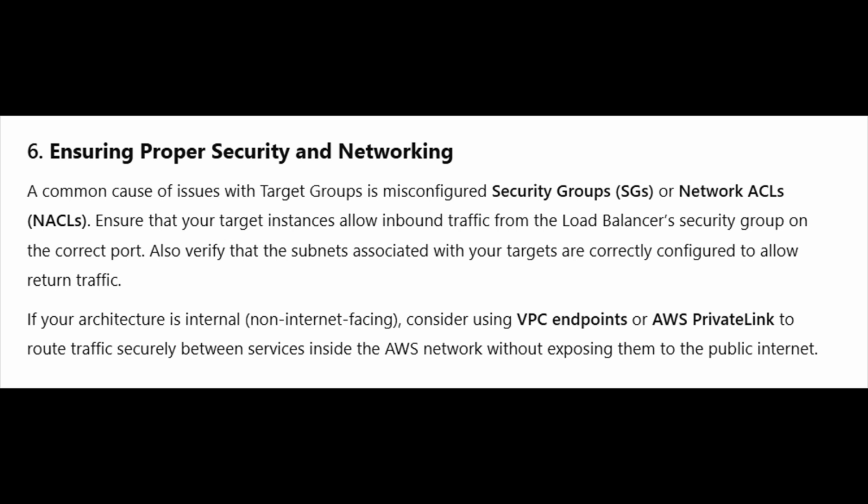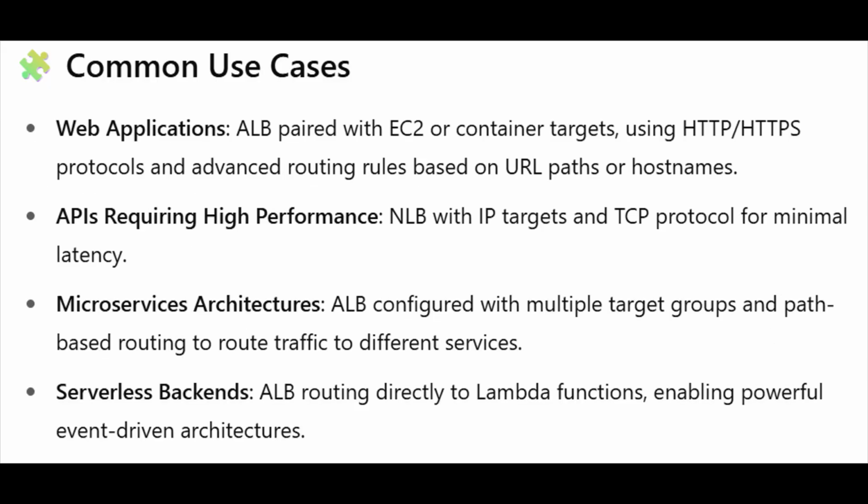If your architecture is internal, non-internet facing, consider using VPC endpoints or AWS PrivateLink to route traffic securely between services inside the AWS network without exposing them to the public internet. Common use cases. Web applications: ALB paired with EC2 or container targets using HTTP/HTTPS protocols and advanced routing rules based on URL paths or host names.